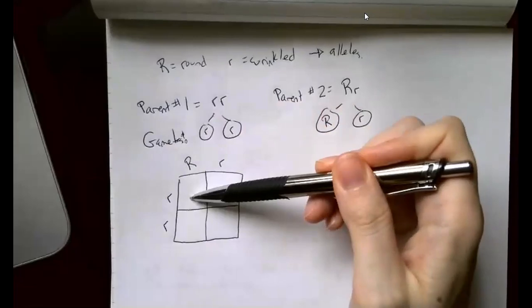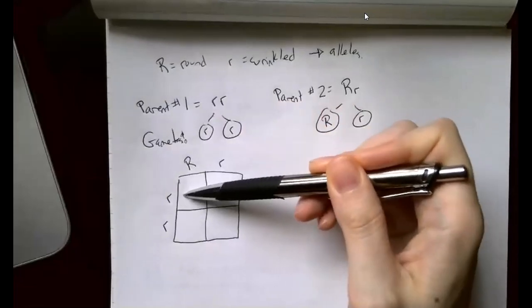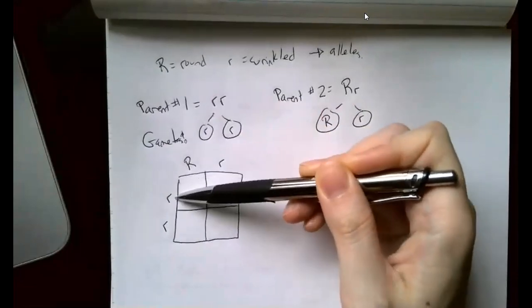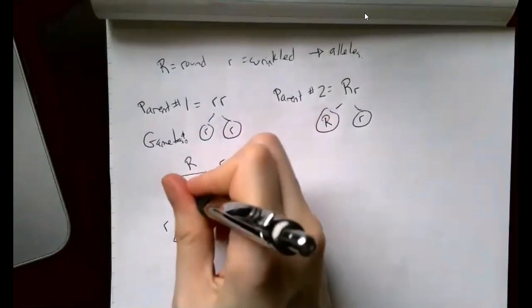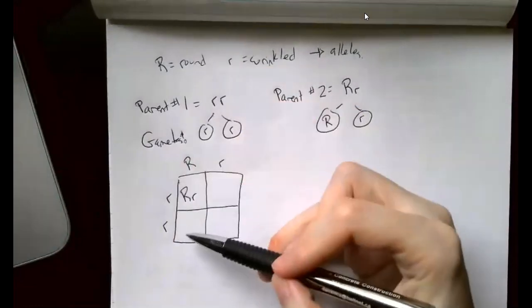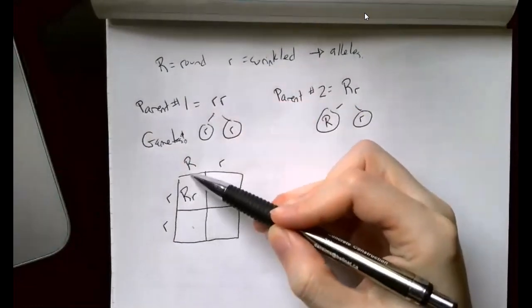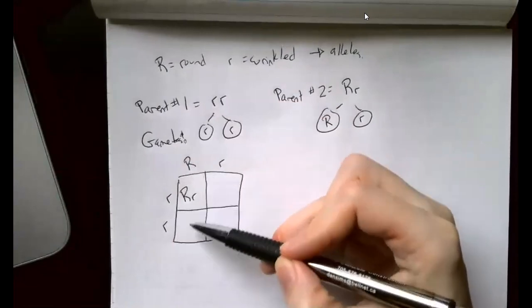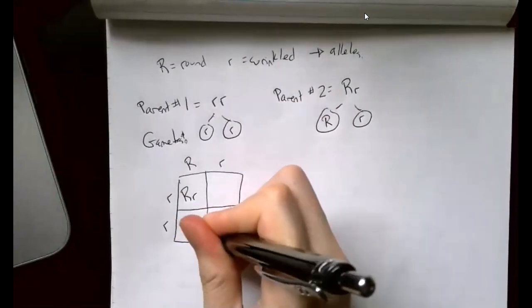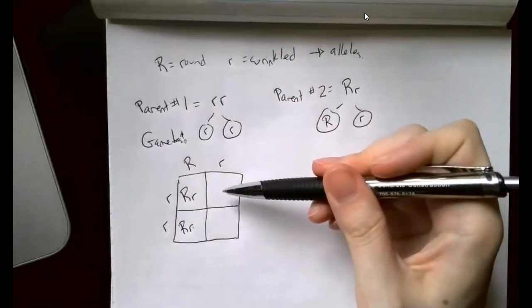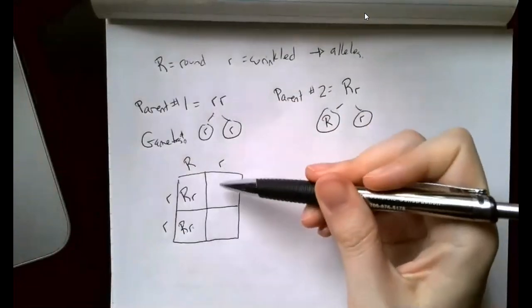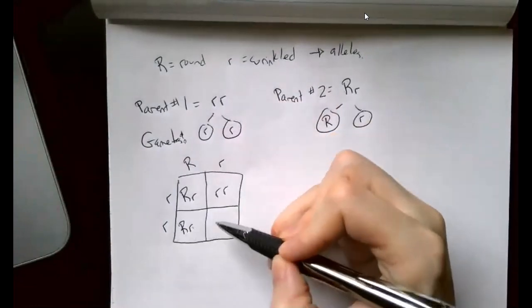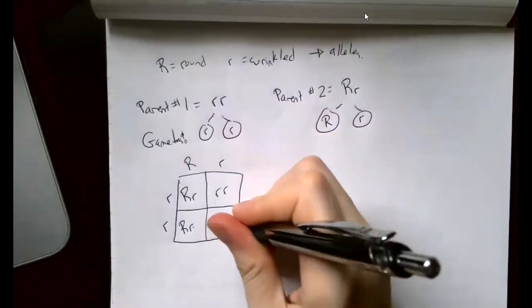So to fill this box in here, I just go to the top and the side, and whatever's there, I write them. We always write capital letters first, so I'm going to write big R, little r. And then I'll do the same here. I go to the top and the side to figure out what to write in the box. And we always write capitals first, so big R, little r. And then here, go to the side and the top, it's little r. Here, go to the side and the top, it's little r.